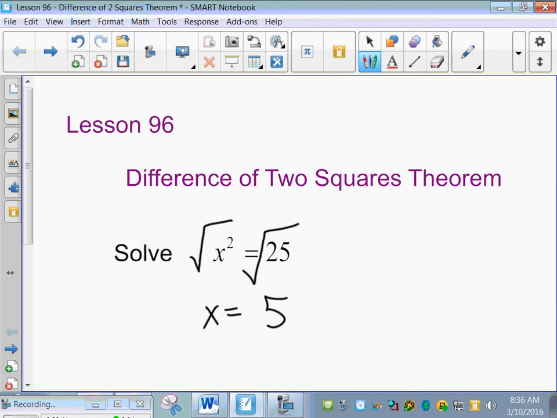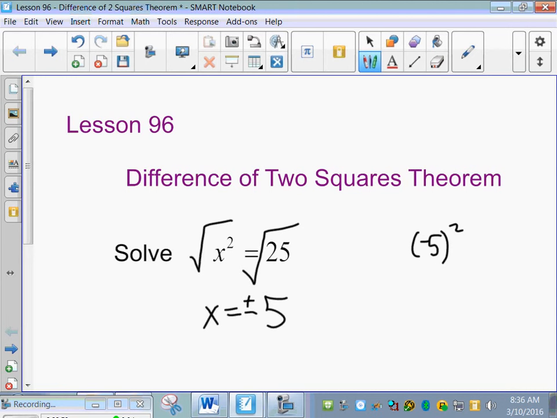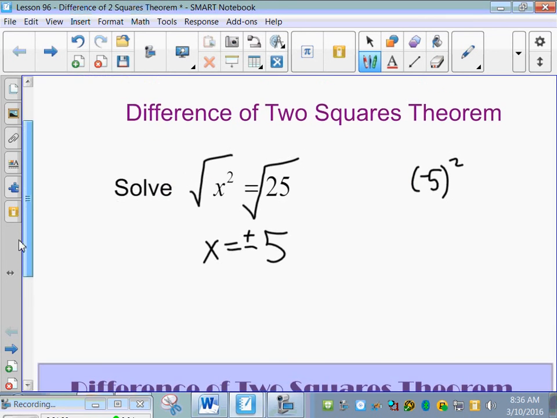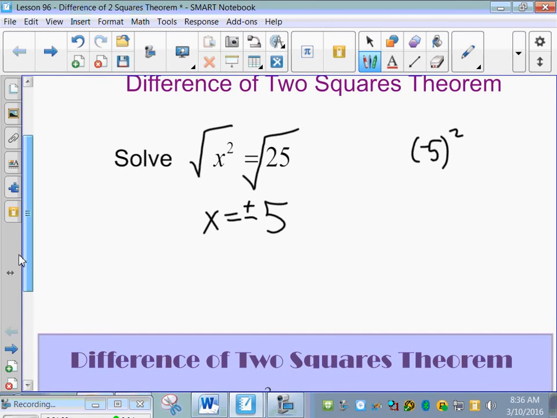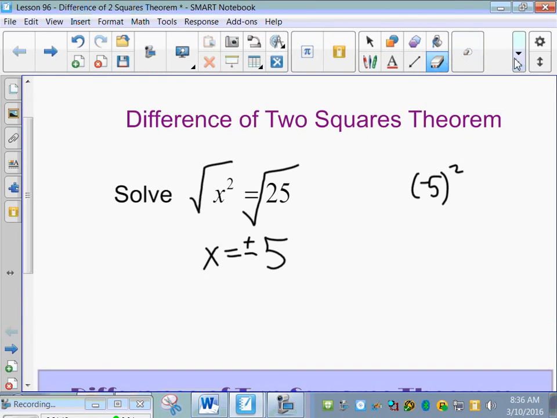What's the other one? Yeah. So remember that negative 5 squared in parentheses, which is what it would be if you substituted it in, is also positive 25, right? So whenever you do it the square root way, it's plus and minus 5, all right? But the way that we're going to do it today is with the difference of two squares theorem, which is the way that Drew was talking about.